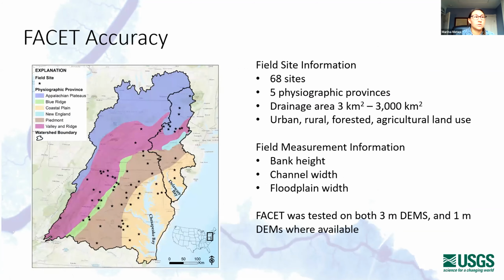We used our 68 sites to also measure our FACET accuracy. These sites ranged in drainage area from 3 square kilometers to about 3,000. So we had a large range of stream sizes, and we also had representation from multiple different land use types. Our field measurements included bank height, channel width, and floodplain width. And we ran FACET on 3-meter DEMs, but where we had 1-meter DEMs available, we also tested the FACET accuracy with 1-meter DEMs.